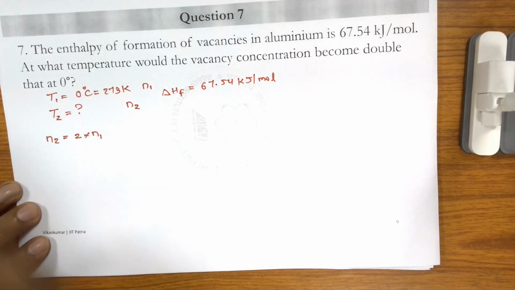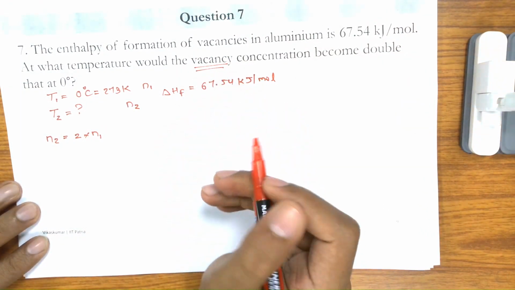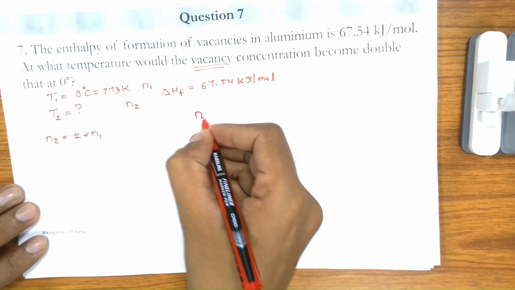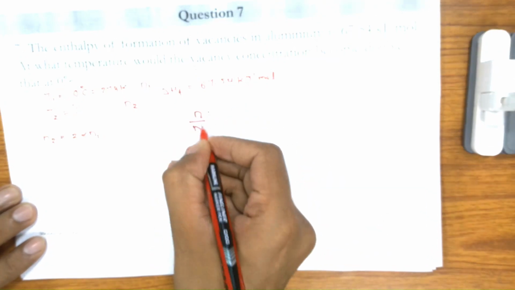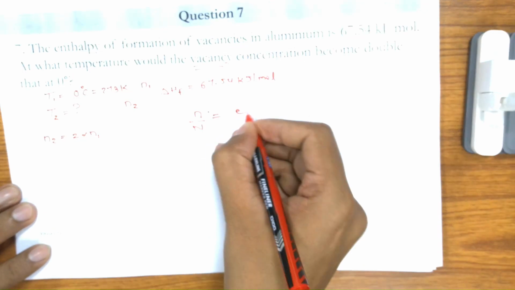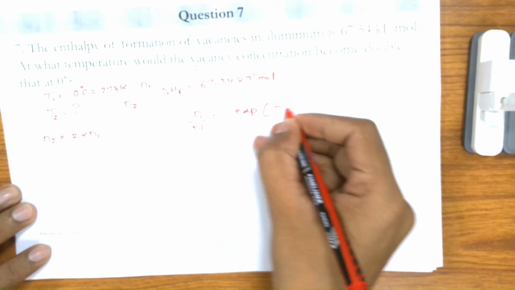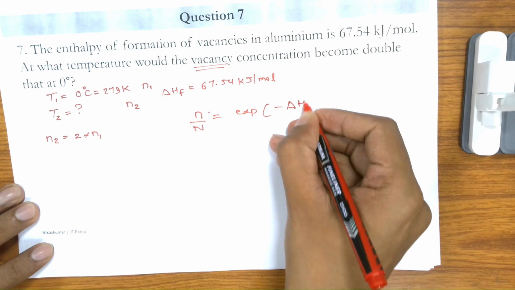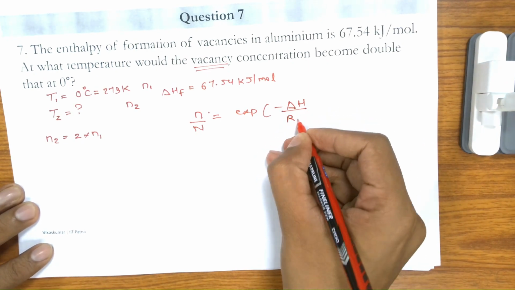Now we know they are talking about the vacancy concentration, and we know the formula by which we can calculate that. The vacancy concentration is given by small n over capital N, equal to the exponential of minus the enthalpy of formation of the vacancy divided by RT.